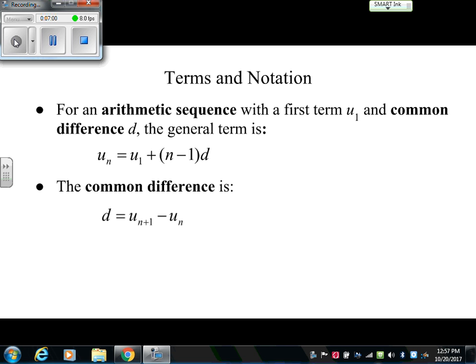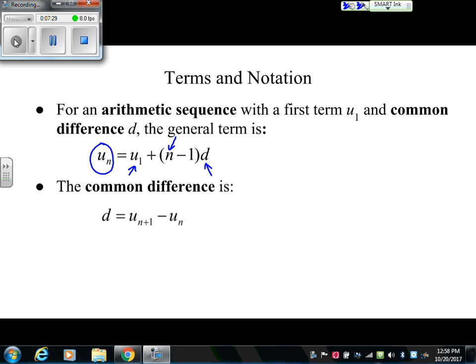So I had mentioned formulas, and for an arithmetic sequence with a first term u sub 1 and a common difference d, the general term is as follows. So we are essentially taking our first term, whatever our first number was, however much we're increasing by, that constant value that we're adding on over and over again, and the number that we're actually looking for, aka the first term, the 50th term, whatever, to find our term of that value.